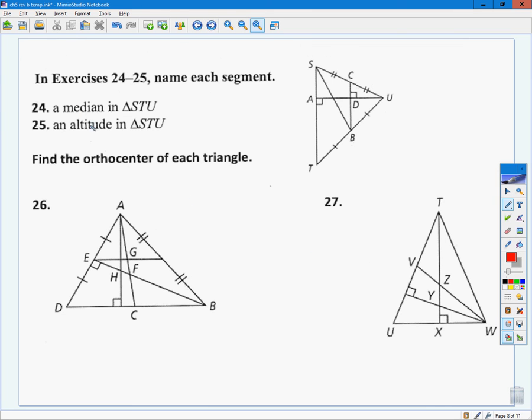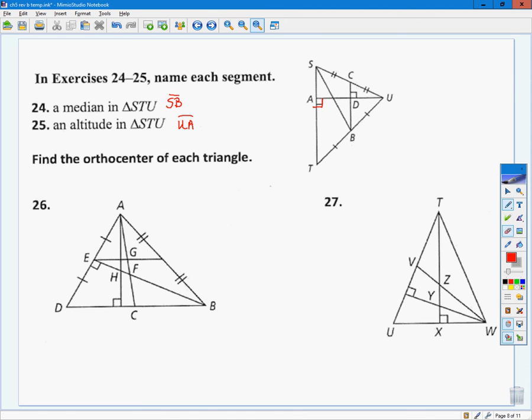Again, vocabulary is important. You need to be able to not only describe what a median or an altitude is, but you need to be able to identify them in a picture. A median comes from a vertex, so it could be SB, it could be UA, but it has to be connected to the midpoint. So SB is the median in this picture. An altitude has to come from a vertex and has to be perpendicular. So since it comes from a vertex, UA or SB, but it has to be perpendicular, UA is the altitude.